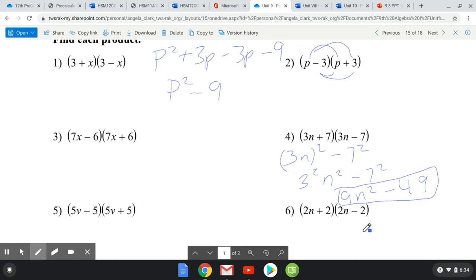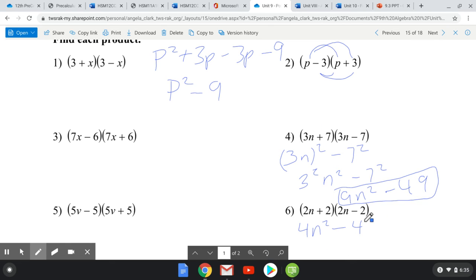In number 6, I'm going to do the same thing, but I'm going to do it faster this time. I noticed that this follows my pattern. I have the same thing, and the only difference is plus and minus. So I know it's going to be a difference of squares. I'm just going to square the first one. So 2 squared is 4, and then you're going to have an n squared. There's always a minus in the middle. And 2 squared is 4. So that's my answer. If you can do that in your head, that's great. Just go straight to the answer. You don't have to do this middle step, but if you get confused, go ahead and do this middle step.